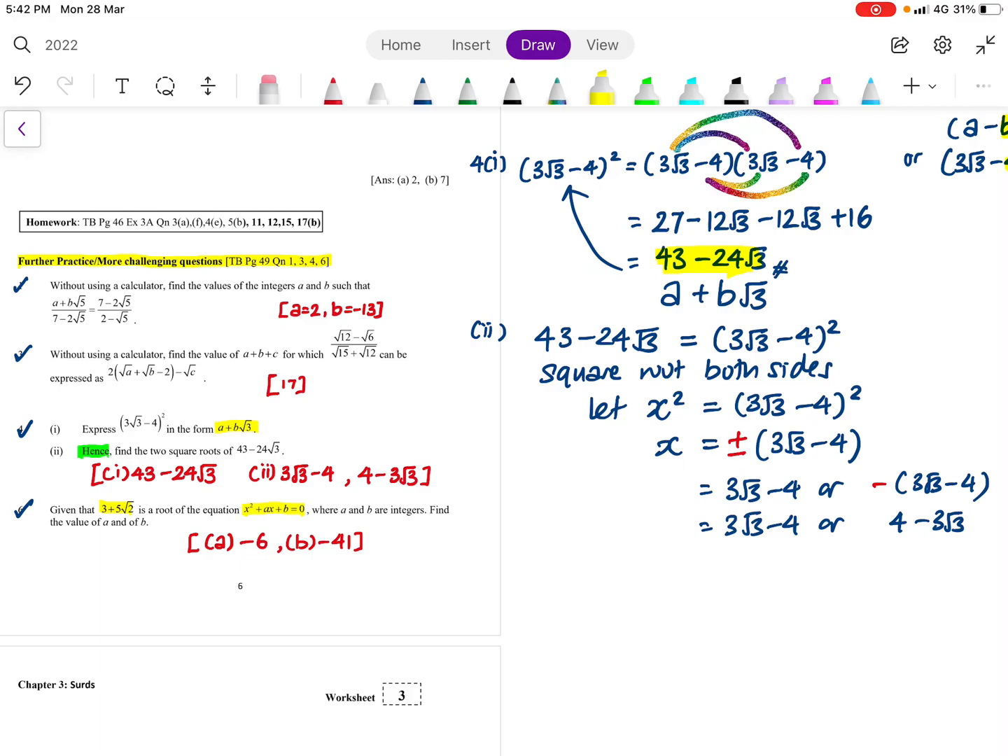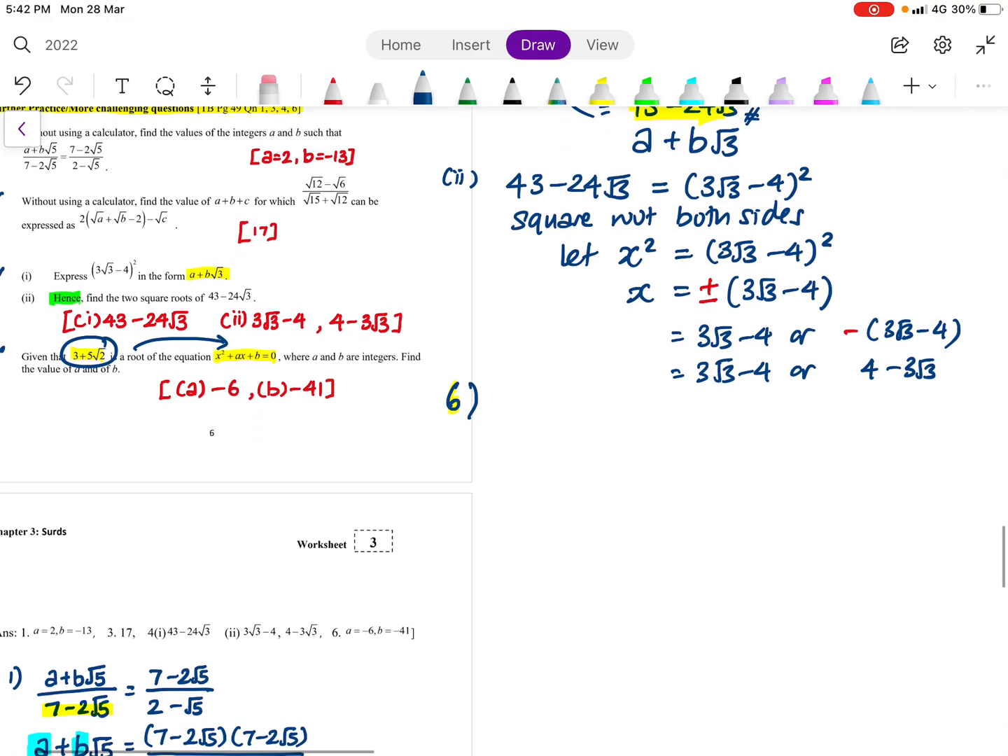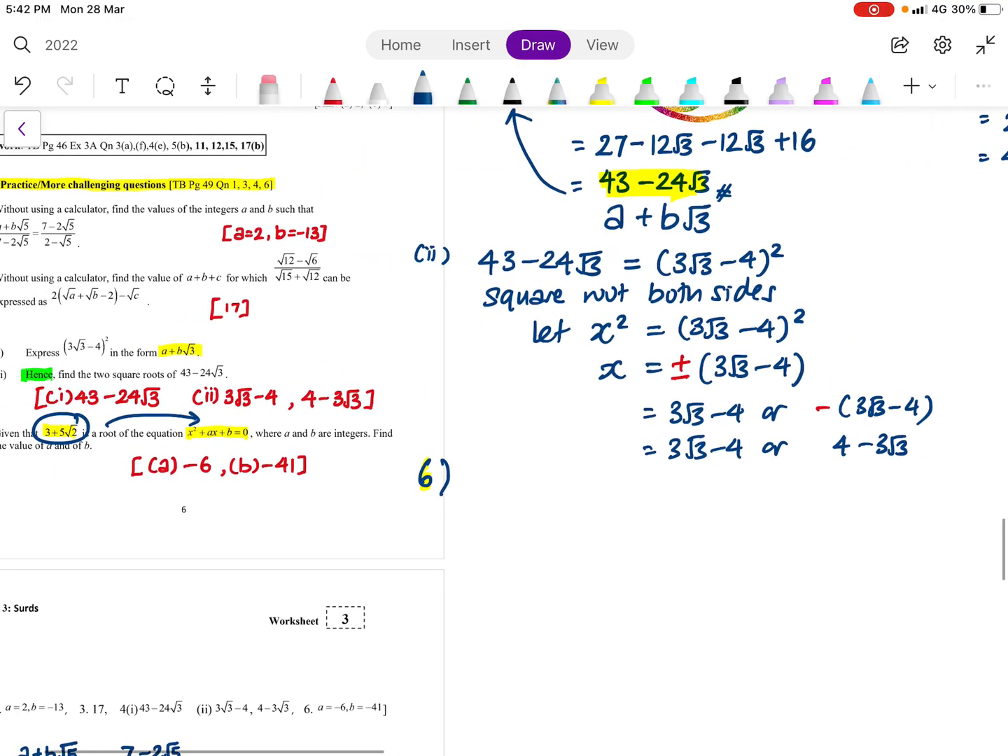Let me think. I have a and b. One way is to substitute inside, but it will look a bit confusing. Let me see. Okay, let's try. Question 6. I will substitute inside because this is a root of this equation, so it will satisfy the equation. So why not I just sub it in? I'll try this method first. If you don't like it, I'll try to find another method to teach you.